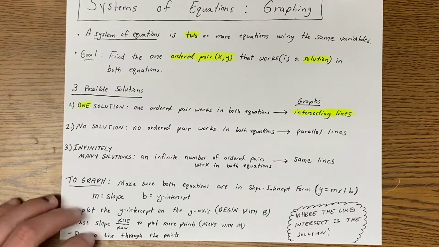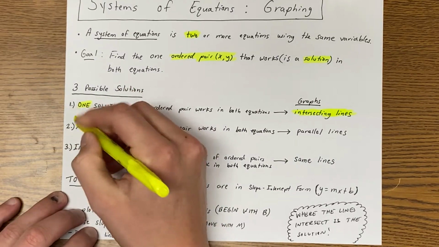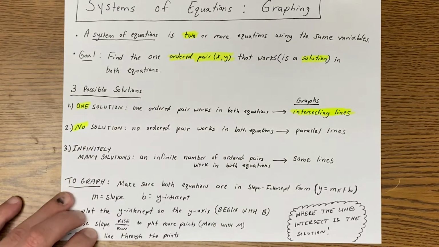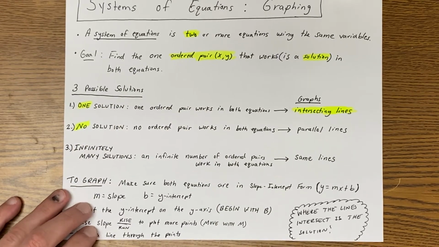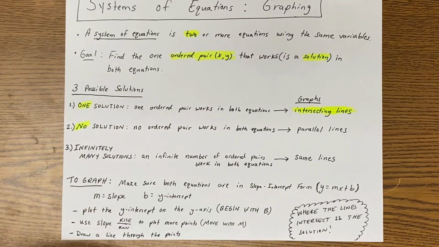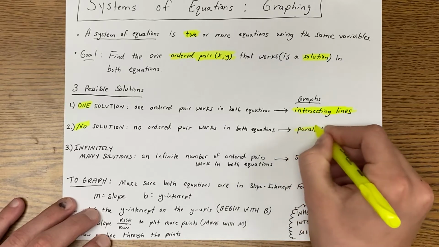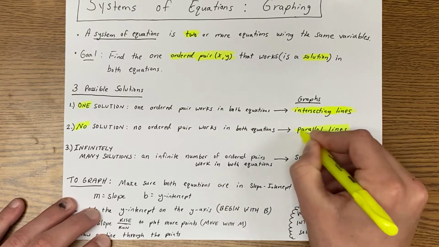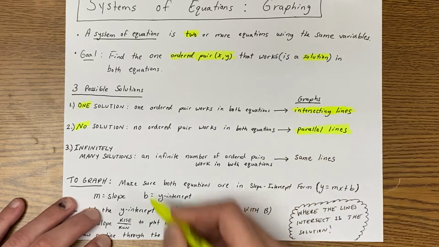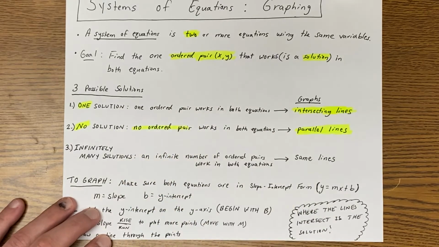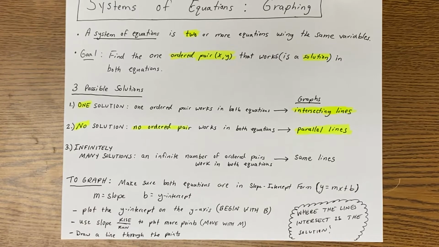Another solution that we could have, we call no solution. In terms of a graph, we just said the solution is where the graphs cross, so if we have no solution, that means that our lines will never cross. Therefore, they're called parallel lines. So there is no ordered pair that works in both equations for no solution. We're going to see how that relates to the slope and the y-intercept in just a minute.